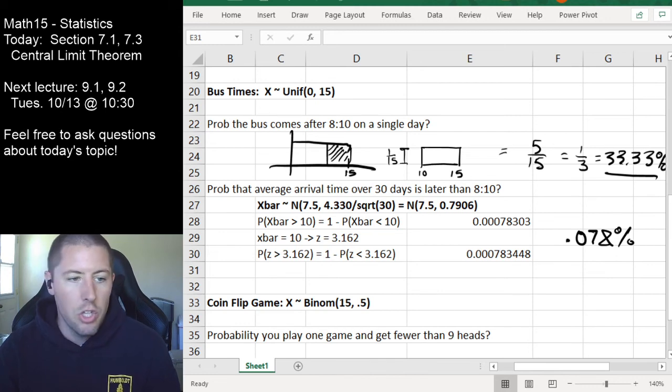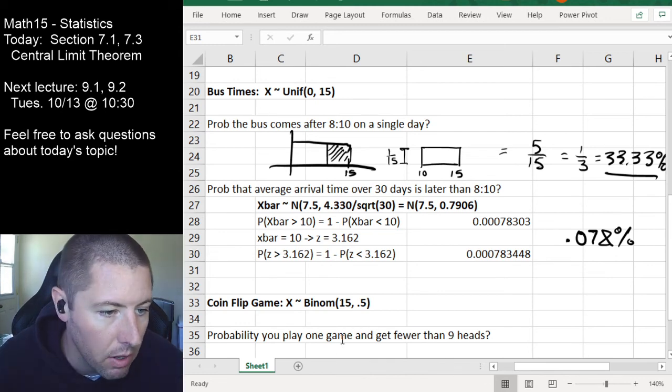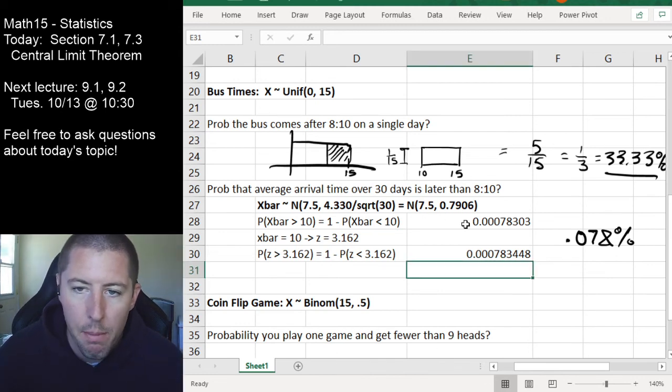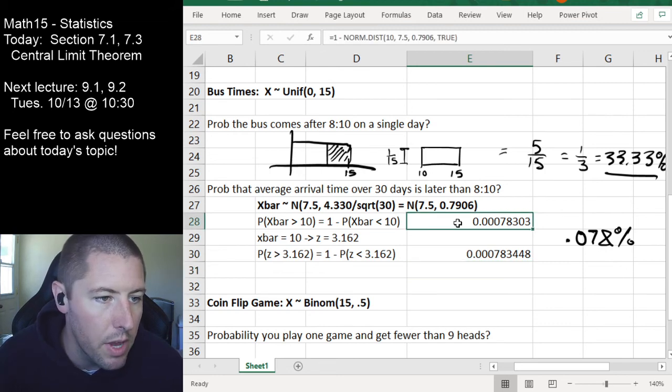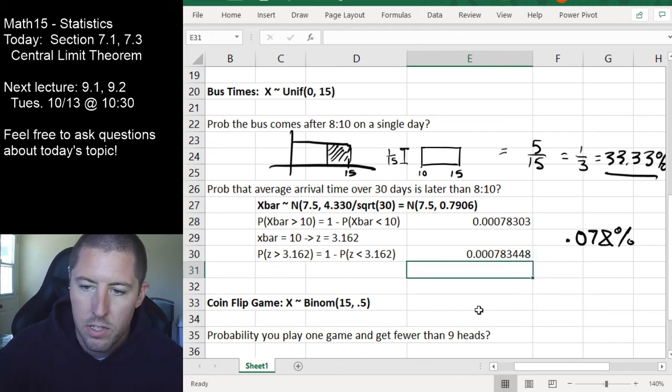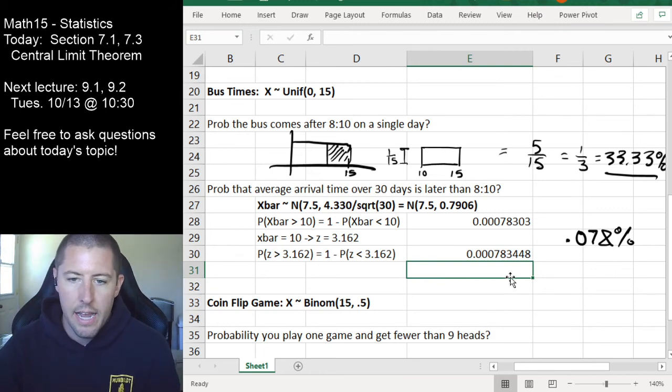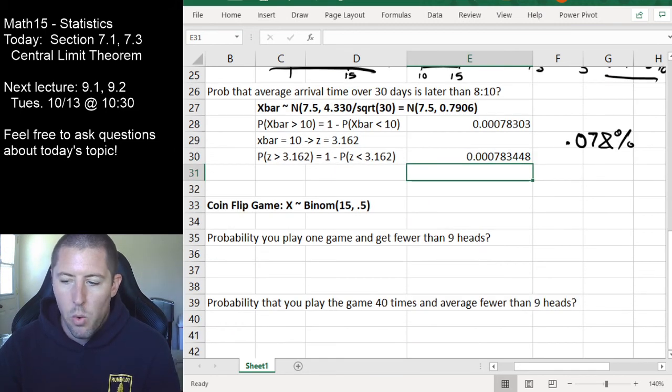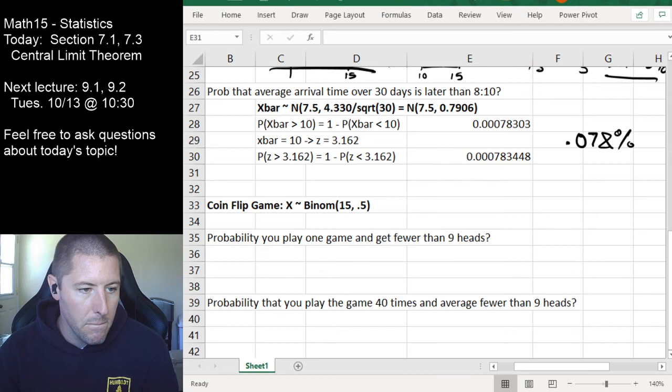All right, so here are our Excel computations. By the way, I'm going to post this, and notice that you can click on any of these and see exactly what I have typed in up here, or just double click it and it'll show exactly what's written in there. So I will post this and you can use it as your reference. Let's look at one more example here and we'll call it a day.